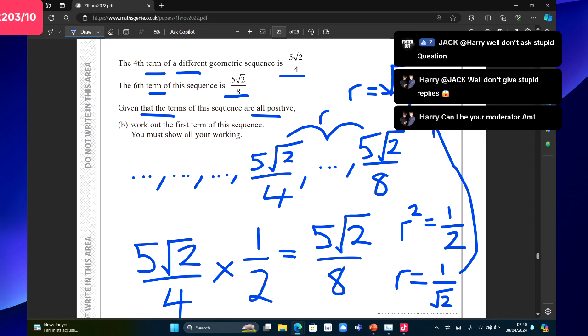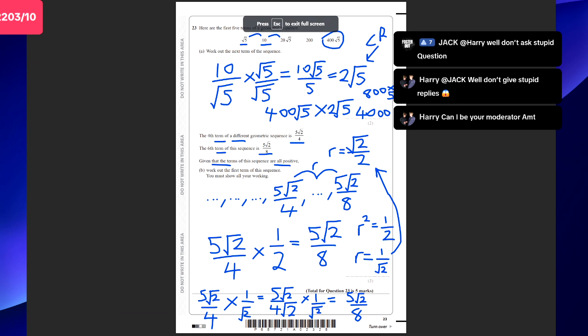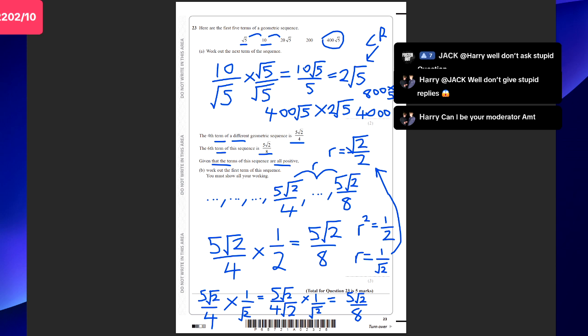Does that make sense, guys? That was quite a trickier and nastier geometric question. Remember, geometric series, guys, or geometric sequence, you are always multiplying by a common ratio. Does that make sense? Are there any questions?